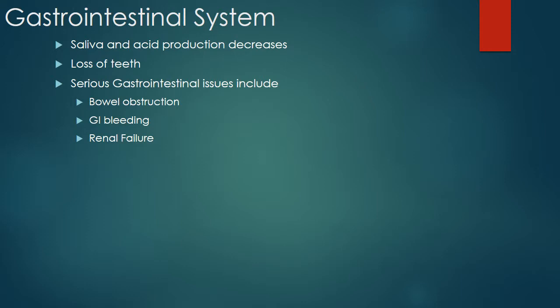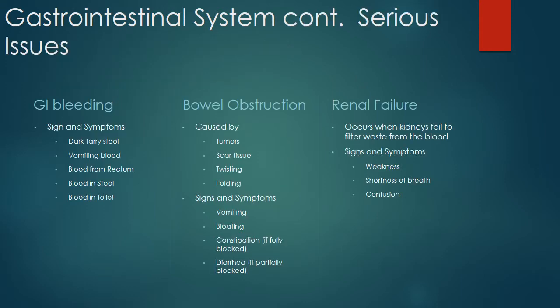Okay, so the gastrointestinal system: saliva and acid production tends to decrease. As you get older, you may start losing your teeth. Serious gastrointestinal issues include bowel obstruction, GI bleeding, and renal failure. With GI bleeding, signs and symptoms typically include dark tarry stool, vomiting blood, blood from the rectum, blood in stool, or blood in the toilet.